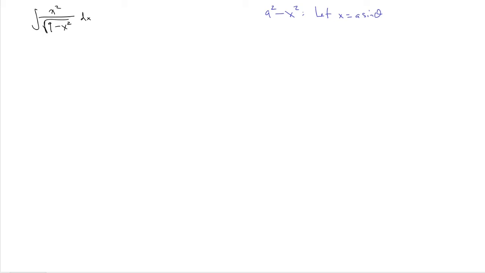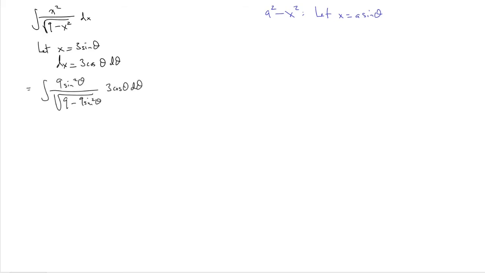Here we've got 9 minus x squared, which is 3 squared minus x squared. And so we'll let x equal 3 times the sine of theta. This once again gives us in differential notation that dx is 3 times the cosine of theta d theta. And we can now rewrite the entire integral in terms of the variable theta. You'll notice I didn't have to do the factoring out the 9 trick that I did to motivate where we got the 3 sine theta from.